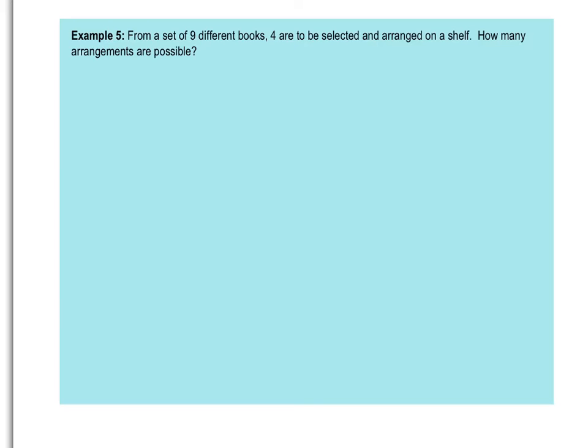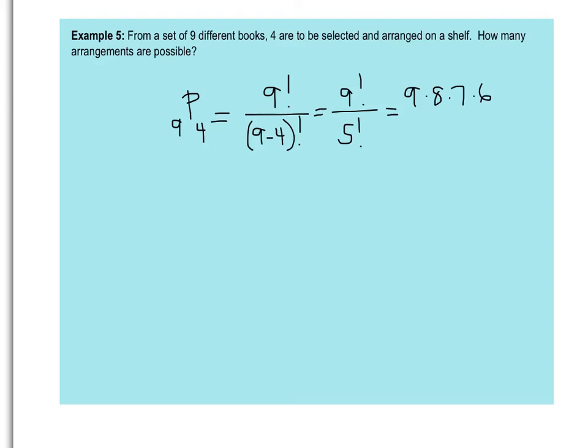Example 5, from a set of 9 different books, 4 are to be selected and arranged on a shelf. How many arrangements are possible? So just think of this as the same as our Little League baseball problem, except this time we have 9 books to choose from and we're only arranging 4. So that's going to be 9 chosen 4 at a time. And so that's 9 factorial over 9 minus 4 factorial, which is 9 factorial over 5 factorial, which we can just put in our calculator, or you can think everything from 5 down would cancel. So it's just going to be 9 times 8 times 7 times 6, which is 3,024 different arrangements.